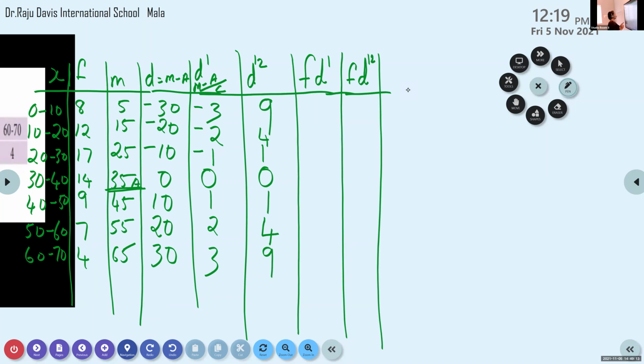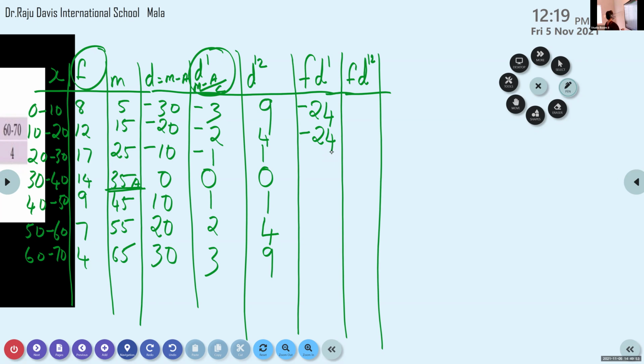FD dash. F into D dash. So here this is the F column. This is the D dash column. So F into D dash, what will come? Abhilash, what is the first one? -24. Pranav, second one? -24. Okay.